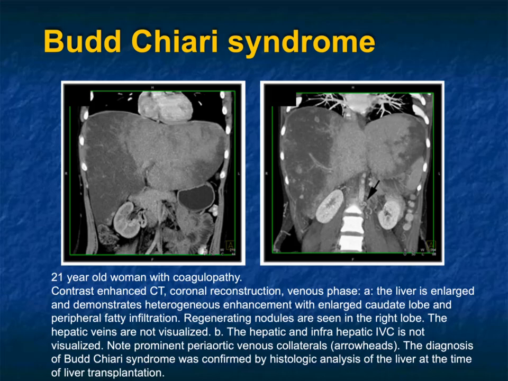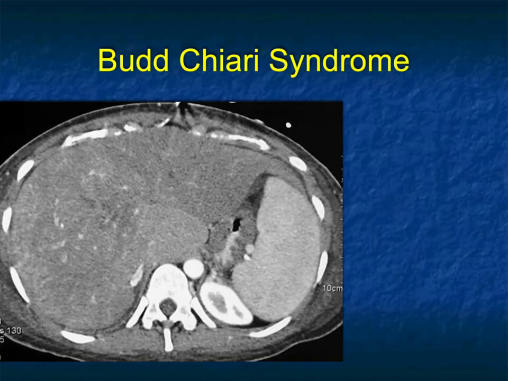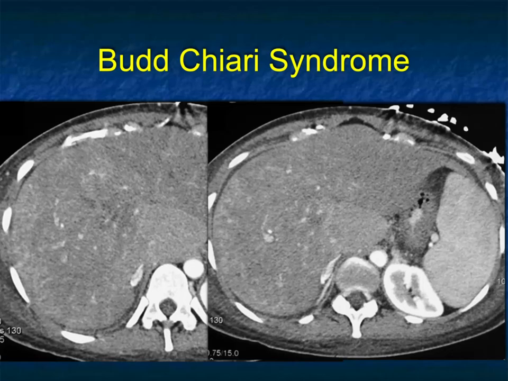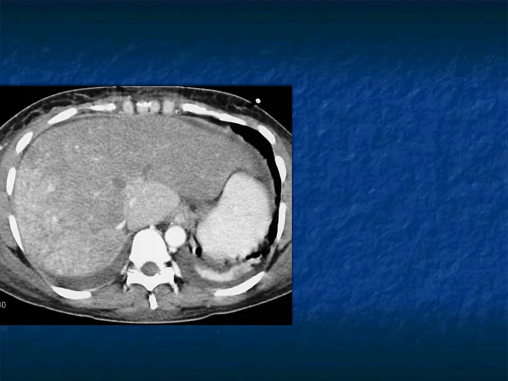The hepatic and infrahepatic IVC is not visualized. You can see the prominent periaortic venous collaterals, very nicely shown in this case. Here's another example, a very compressed but patent IVC, prominent caudate lobe. This is arterial phase. The caudate lobe is brighter than the rest of the liver. Here we go more toward the venous phase.